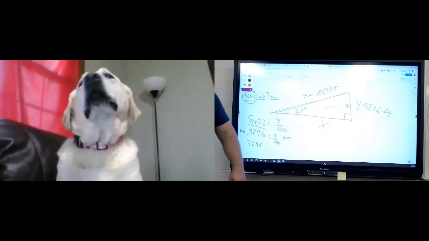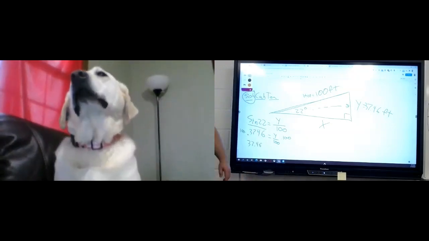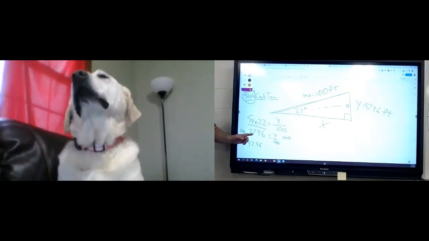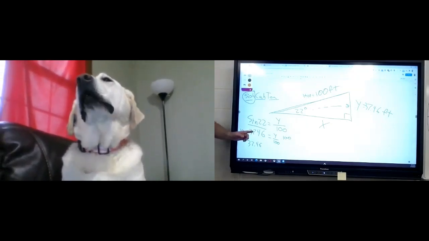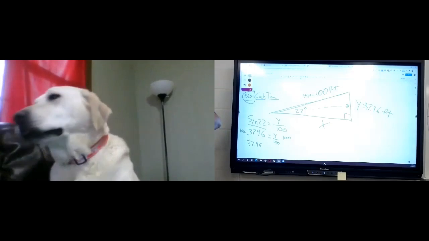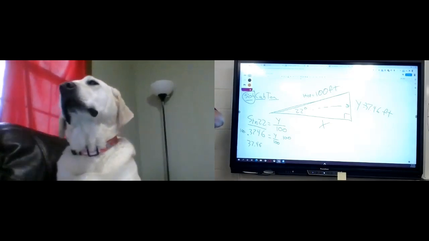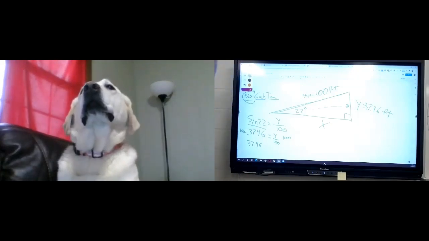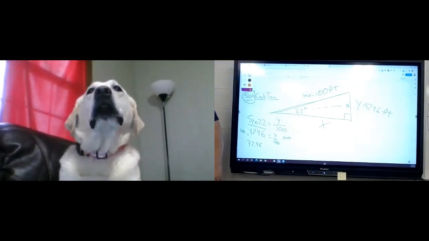Sine of 42 is 0.669. So what happened when I moved the angle bigger? What happened to sine? It got bigger. In fact, it almost doubled, didn't it? Because it's going to be 66% of the hypotenuse, isn't it?